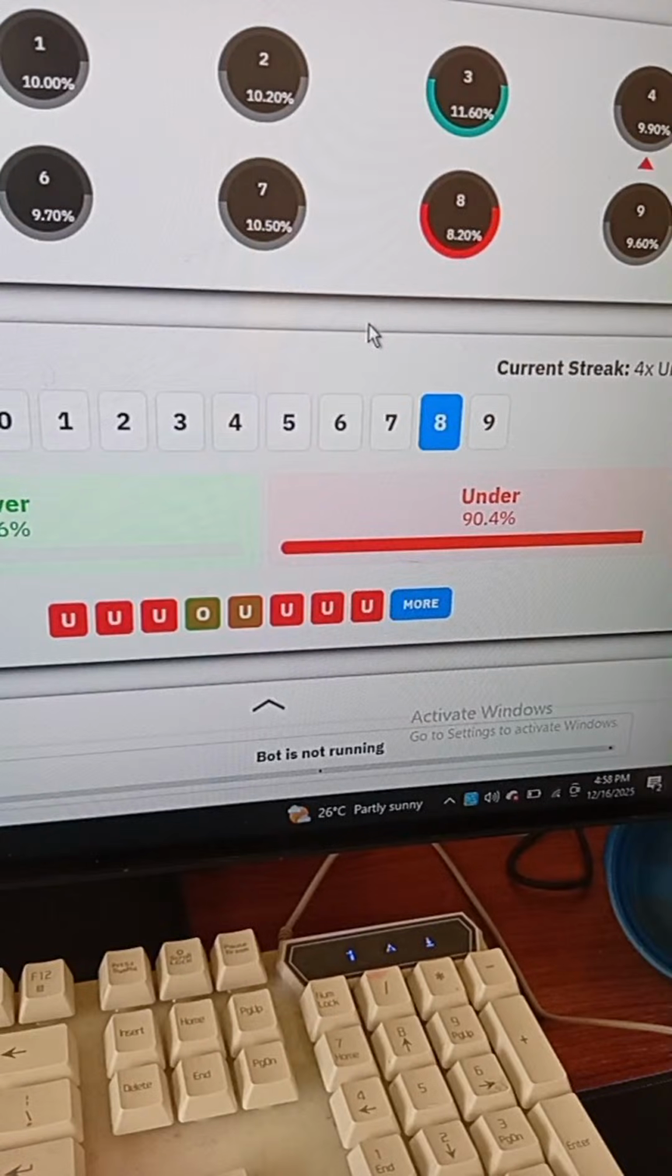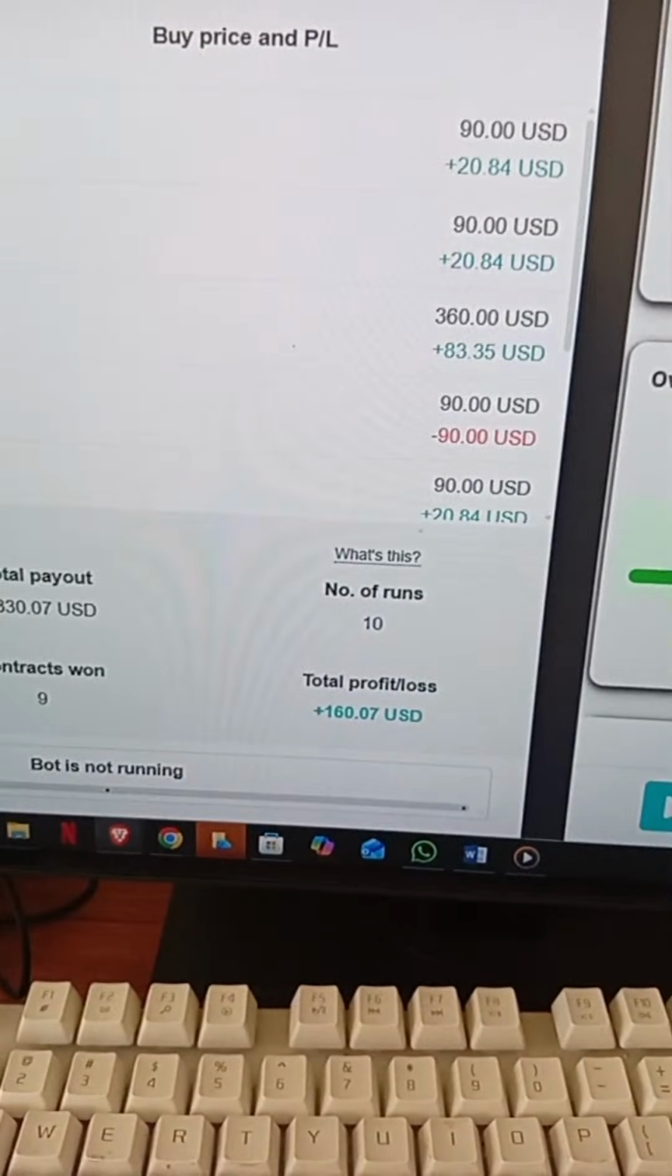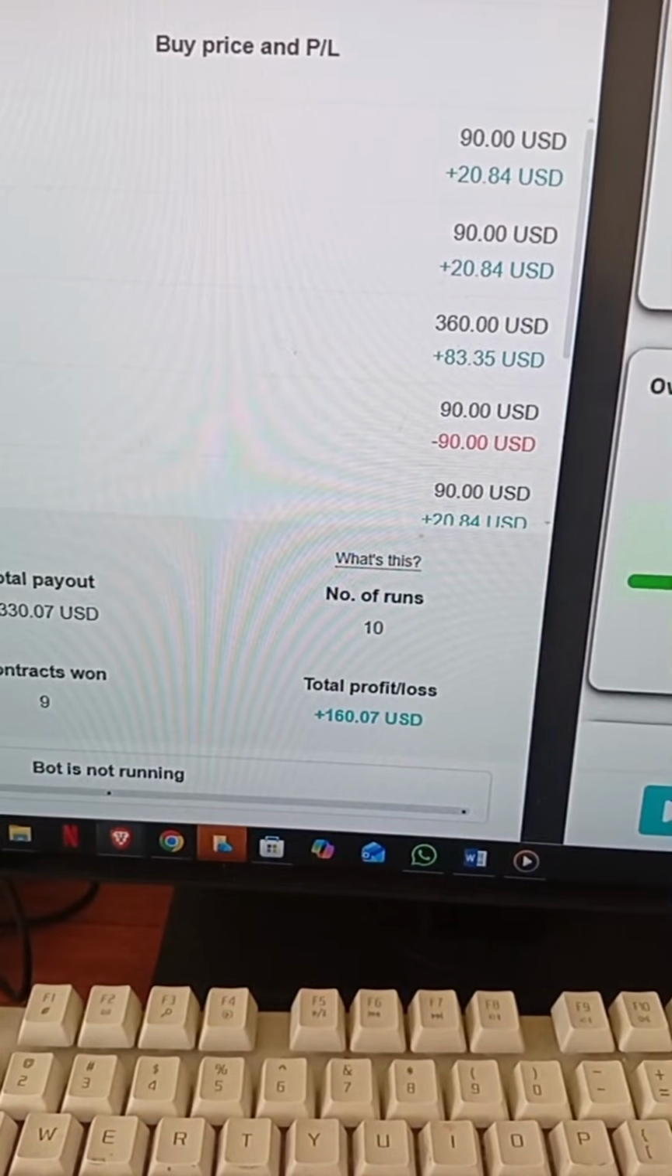Let us give it some time. It's at 90.4 still. Right, it has decreased. So guys, be ready once again. Volatility. Okay, so basically you want it to always be below 10.5 for our safety. Okay, yeah, this is where you're at 60.07 USD, which is really awesome.